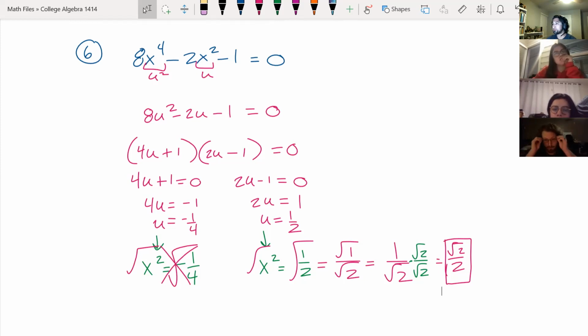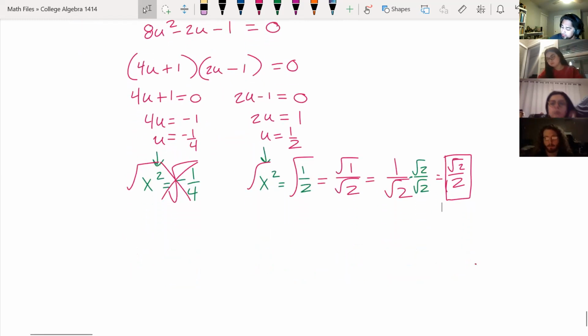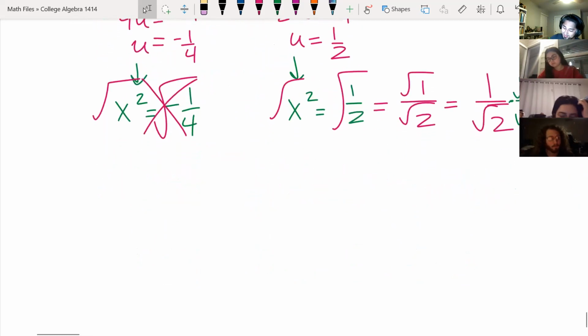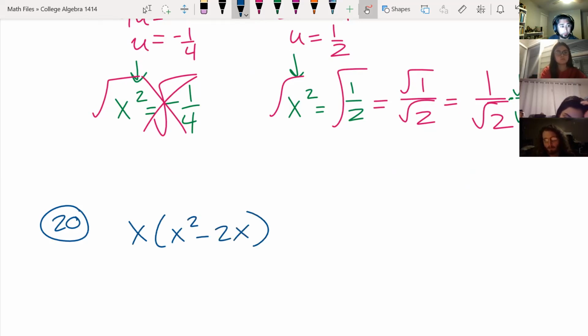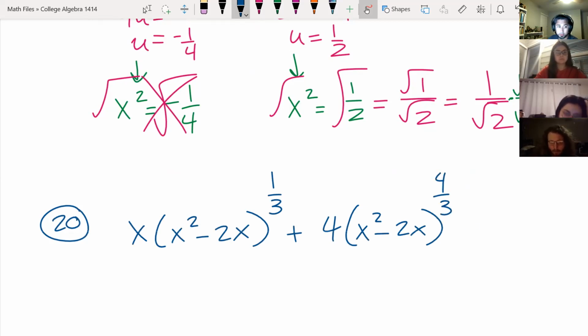Number 20. Oh my goodness. Why do I give these problems? I admit I had the same problems with the same number section, so I would like to hear this too. All right. 20, I have x times x squared minus 2x to the 1/3, and then plus 4 times x squared minus 2x to the 4/3 equal to 0.